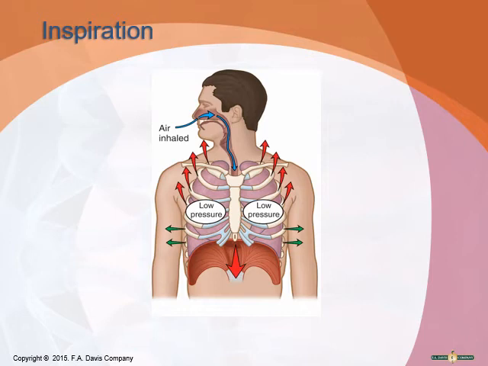Our muscles expand the space in the lungs, which makes the inner pressure drop. Then the higher atmospheric pressure basically moves air into the lungs.